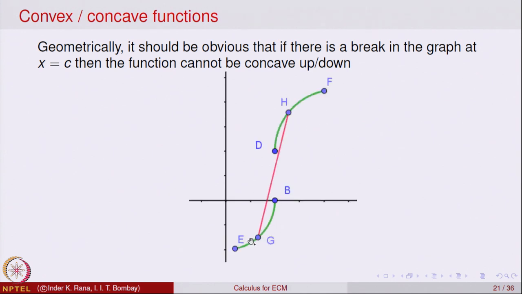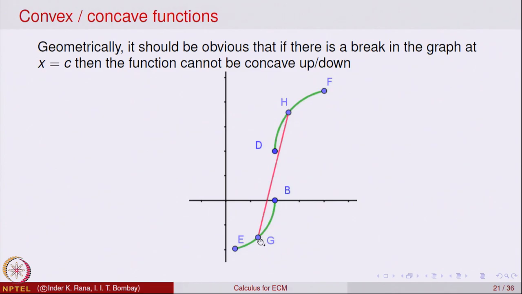So, supposing this is the graph of the function, the green one, and at this point there is a break in the graph, and the graph starts here and goes this way. If I look at this part of the graph, it looks like bending away from the x axis, and this part looks like bending towards the x axis. So, this part is concave up, that part is concave down, but in the whole interval I cannot say the function is concave up everywhere or concave down everywhere.